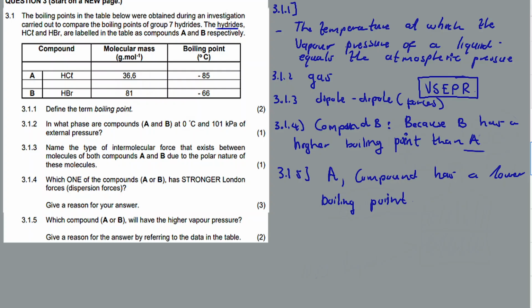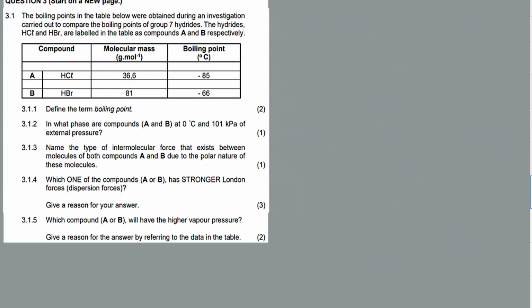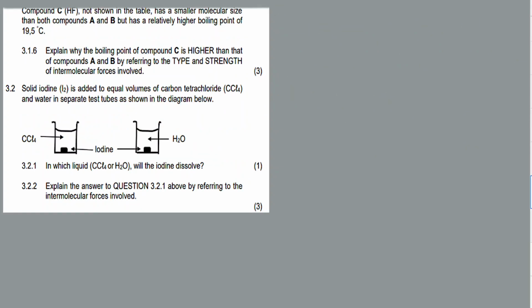Okay, now this one, 3.1.6. Compound C, hydrogen fluoride, not shown in the table, has a smaller molecular size than both A and B, but has a relatively higher boiling point of 19.5 degrees Celsius. Explain why the boiling point of compound C is higher than that of compound A and B by referring to the type and strength of intermolecular forces involved.